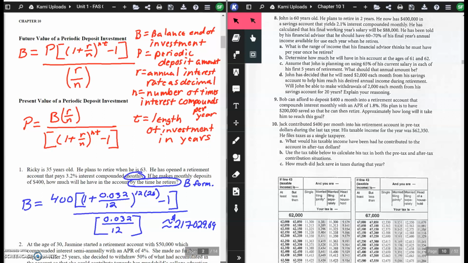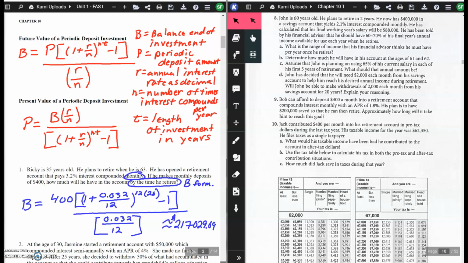B is your balance at the end of the investment. P is your periodic deposit amount. This is how much you initially put in. R is your annual interest rate as a decimal. So it's typically a percentage, and you convert it to a decimal. N is the number of times the interest compounds per year. It'll tell you that in the problem. And T is the length of the investment in years.